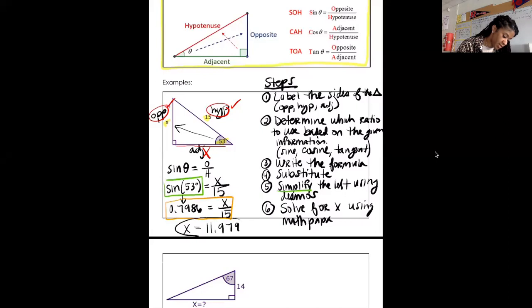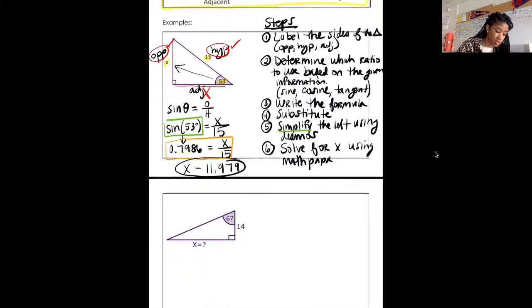Is that a reasonable answer? I think it is, because if you look back at the triangle, the hypotenuse was 15. It's reasonable that this is 11.976. If it was more than 15, we know right away that can't be the answer, because the hypotenuse has to be the longest side. Okay, let's do one more.